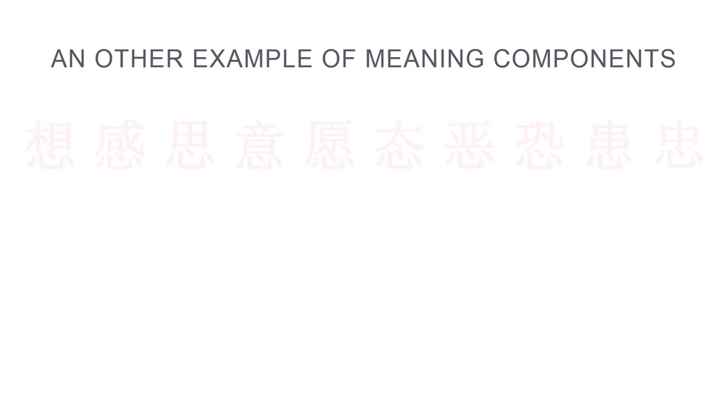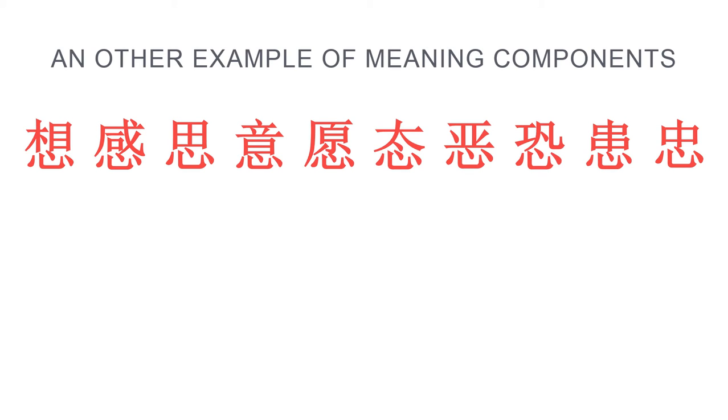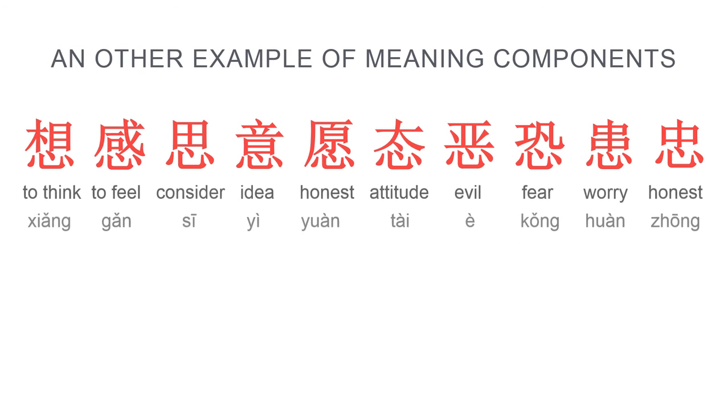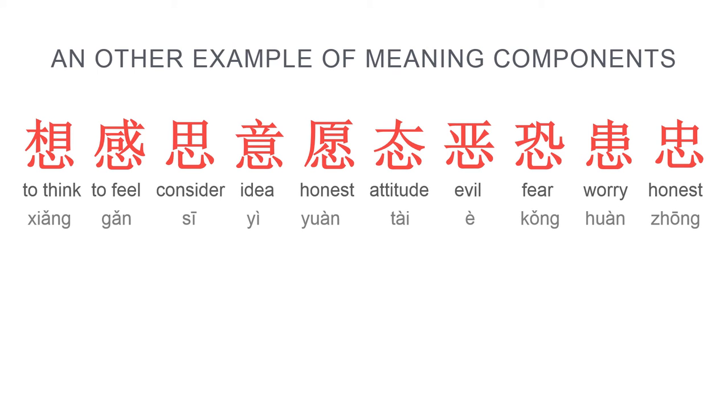We have xiang, gan, si, yi, yuan, tai, e, kong, huan, and zhong. Now, the meanings of these characters are: xiang, to think; gan, to feel or to sense; si, to think or consider; yi, which is idea or thought; yuan generally means honest; tai is attitude, as in taidu; e is evil; kong is fear; huan is worry or anxiety; and zhong is honest or devoted.